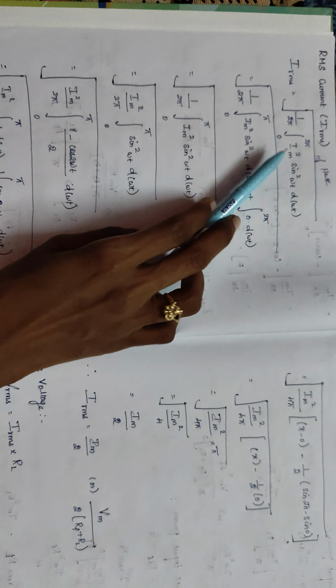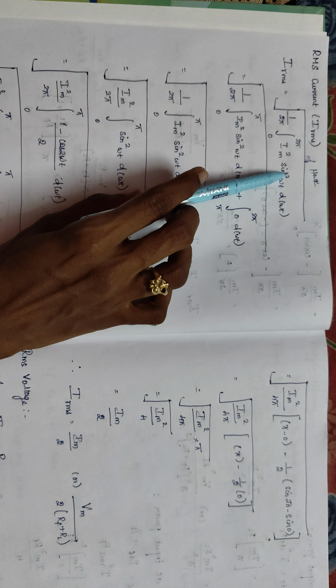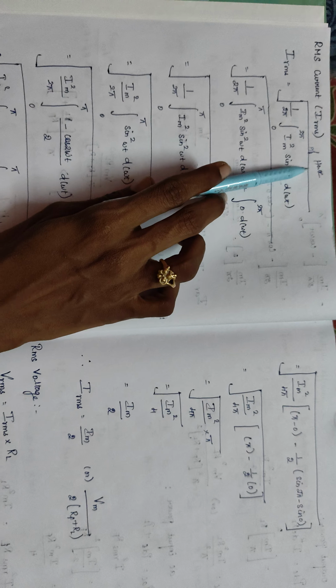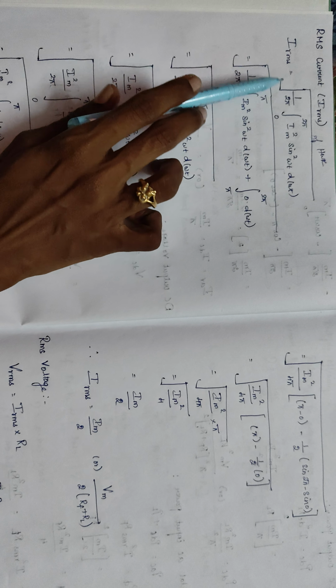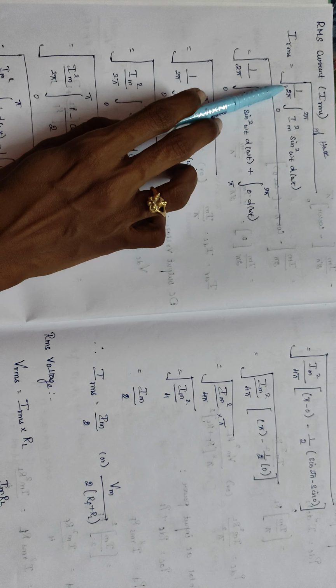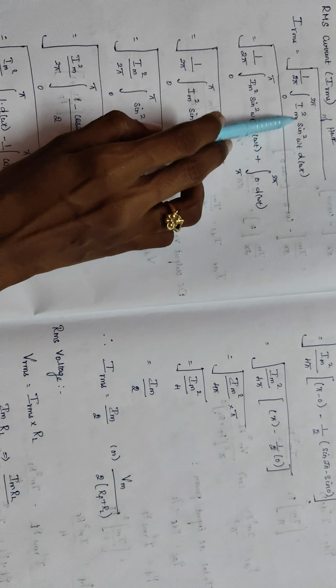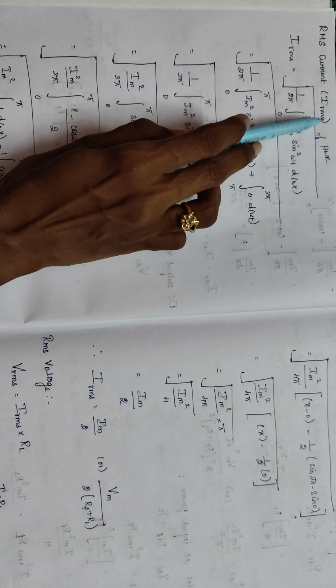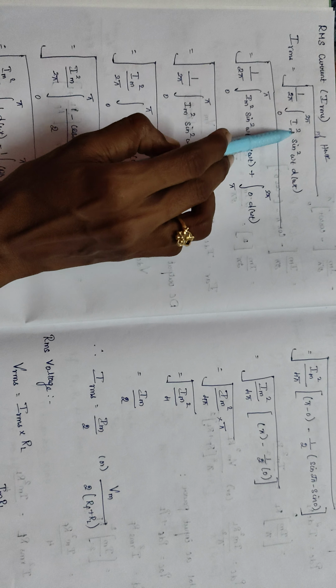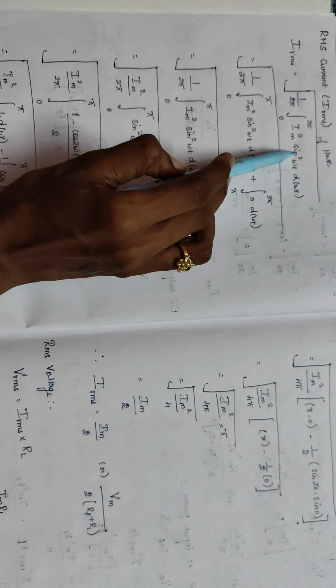Okay, so in this video we are going to see how to find the RMS current of a half wave rectifier. IRMS means RMS current. This is the IRMS formula, 1 by 2 pi, integral from 0 to 2 pi, and this is the input signal. RMS means root mean square, so square root, and you have to take the square of the input signal.